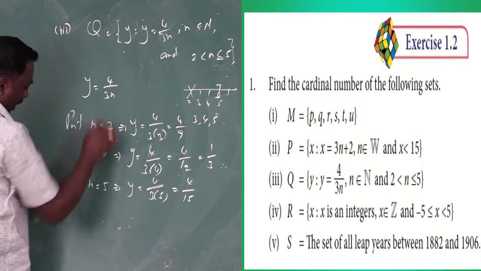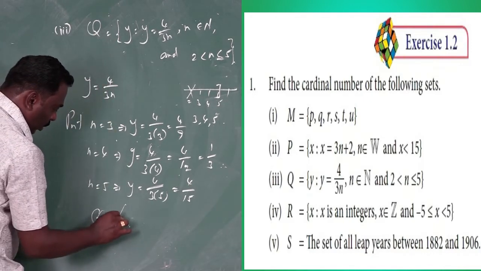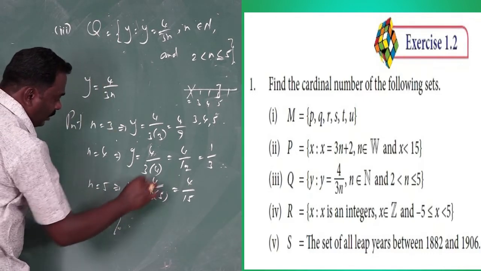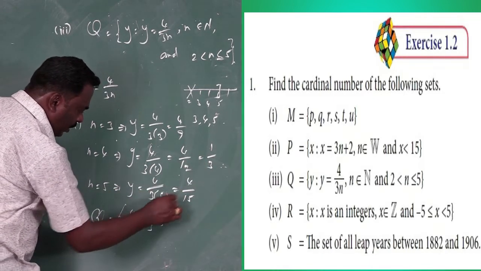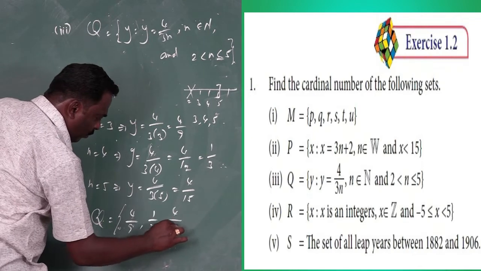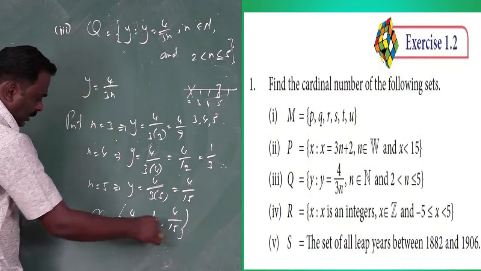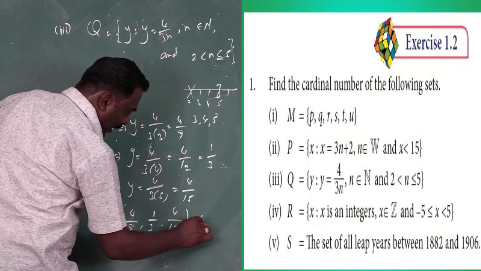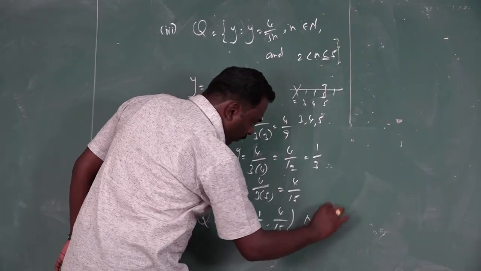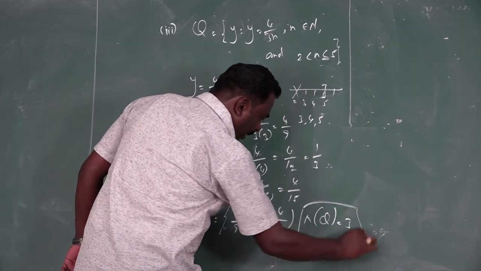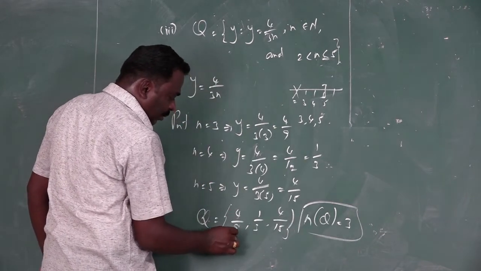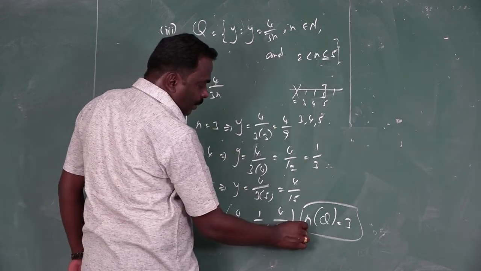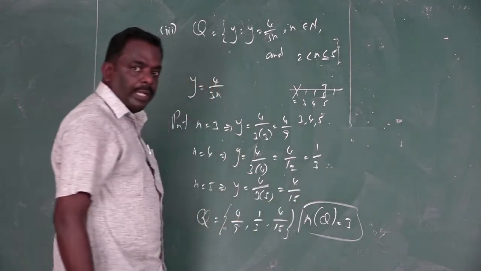Therefore the set is defined by Q equal to, first number 4 by 9, second number 1 by 3, third number 4 by 15. Therefore, the number of elements in the set Q is 3, because the number of elements in the set is only 3. Therefore, the cardinal number of Q is equal to 3.